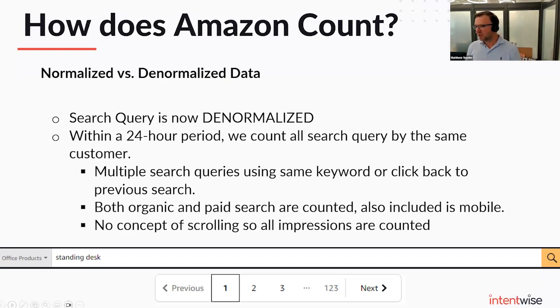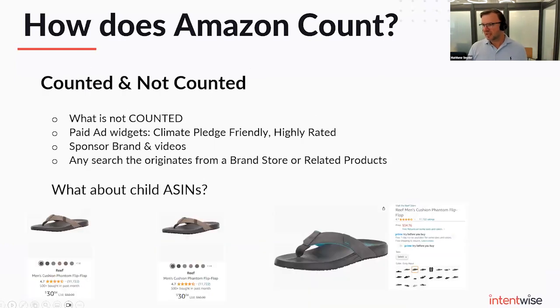But understanding that all the sponsored product placements, all of organic is getting included here. And as we talk about, there's no concept here of scrolling. So everything on the page is getting counted as an impression share. What's not getting counted is anything within the paid ad widgets, along with Climate Pledge Friendly, highly rated products, sponsored brand videos. If a customer were to come from your brand store page to your detail page, all these type of interactions or drives to your detail page would not get counted.